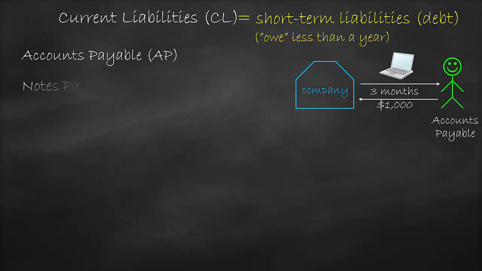Notes payable refers to borrowing from another company or bank for a short term, or buying raw materials from a supplier and promising to pay in the future by issuing a promissory note.